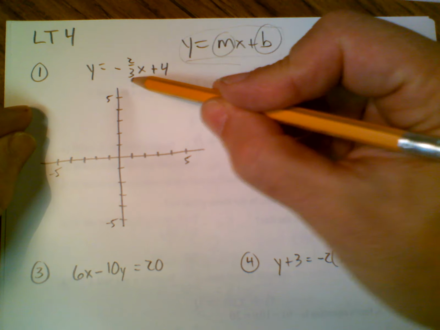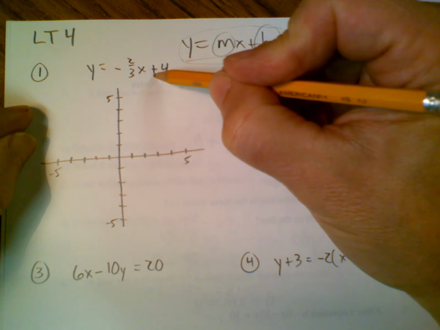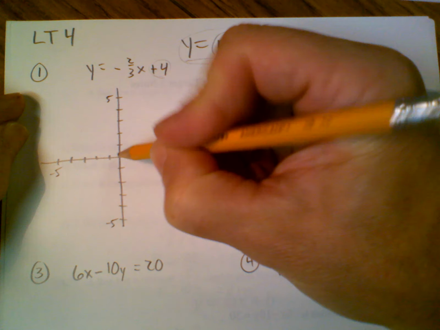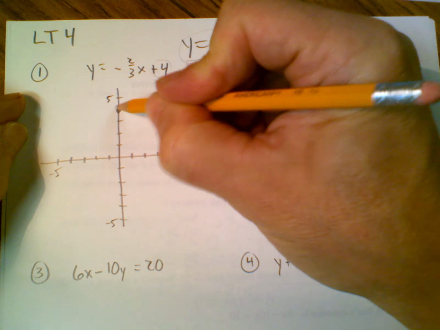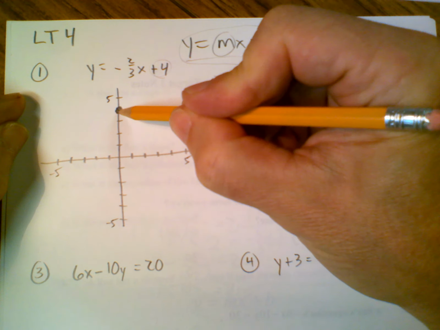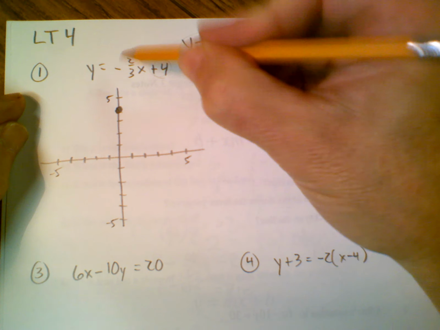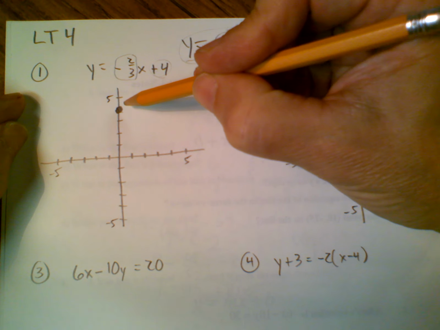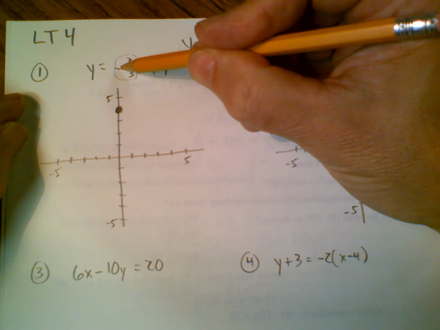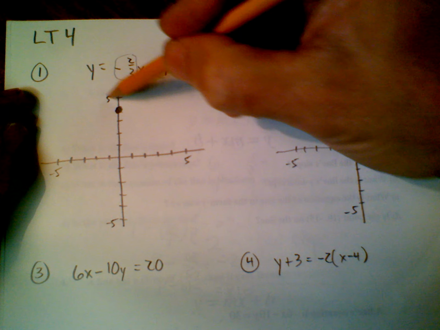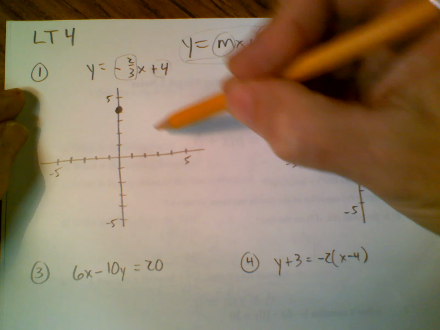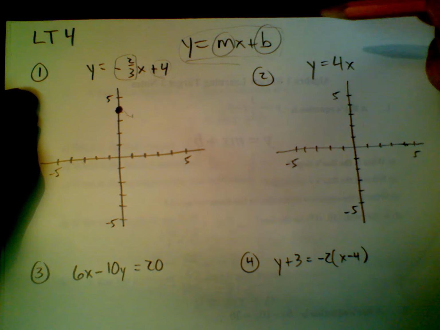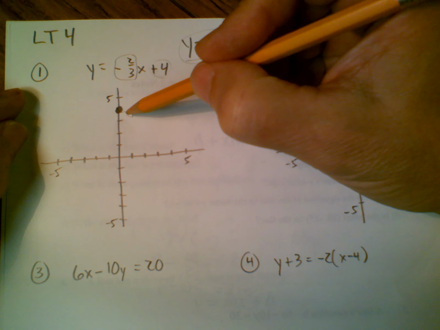So since this first equation is in this form, we can find the first point immediately by going to positive 4 on the y-intercept. 1, 2, 3, 4. There's one point. And then from that point, we use the slope, negative 2/3, to find the second point. Since it is a negative slope, the line must be going down and to the right. Then the next point has to be somewhere in this direction from that point there.